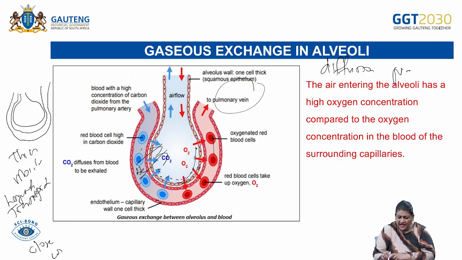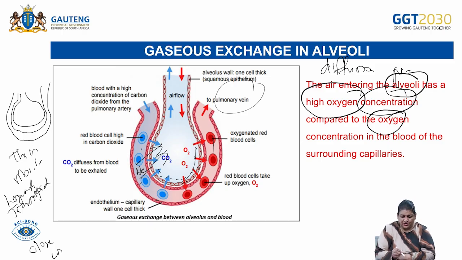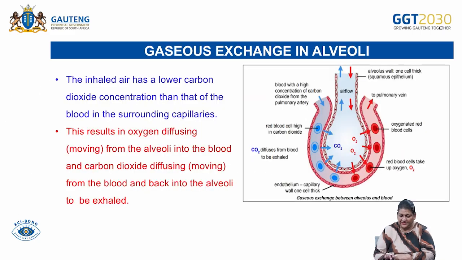So let us see. The air entering the alveoli, one alveolus, many alveoli, has a high oxygen concentration compared to the oxygen in the blood. So when you breathe in air, there's more oxygen in the lung than the blood. So oxygen diffuses in. And then the blood entering the lung is going to have more CO2 than oxygen, and CO2 will diffuse from the blood to the lung.